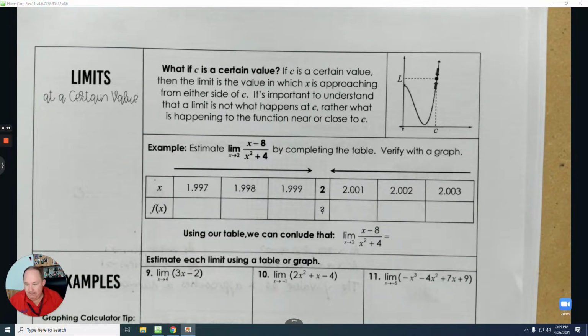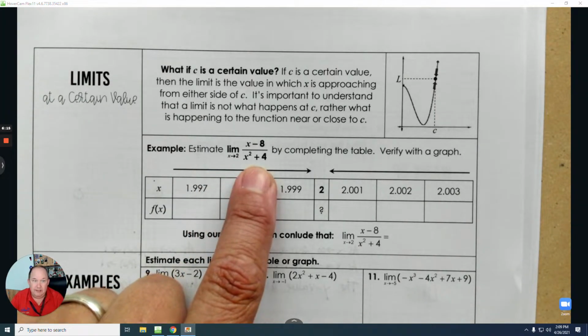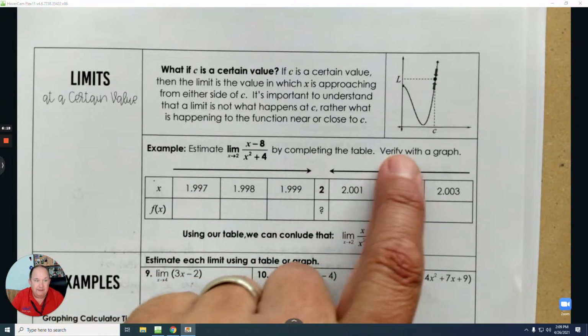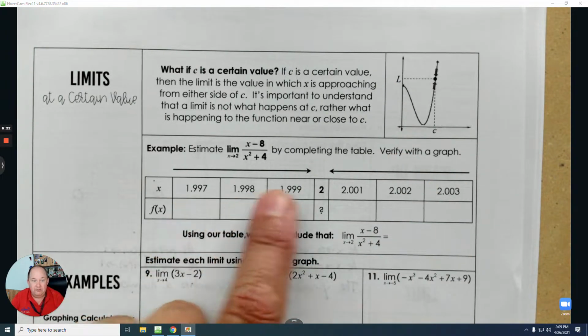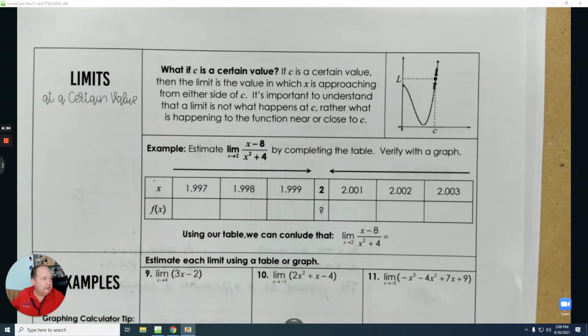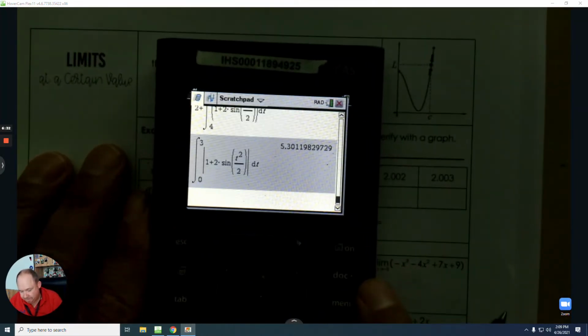All right, let's look at this. So here's an example. The limit as x approaches 2 of this function. I want you to complete the table and then verify with the graph. So if you plug in these values using a calculator, I'll use a calculator and plug these values in. So let me clear what I have right now.